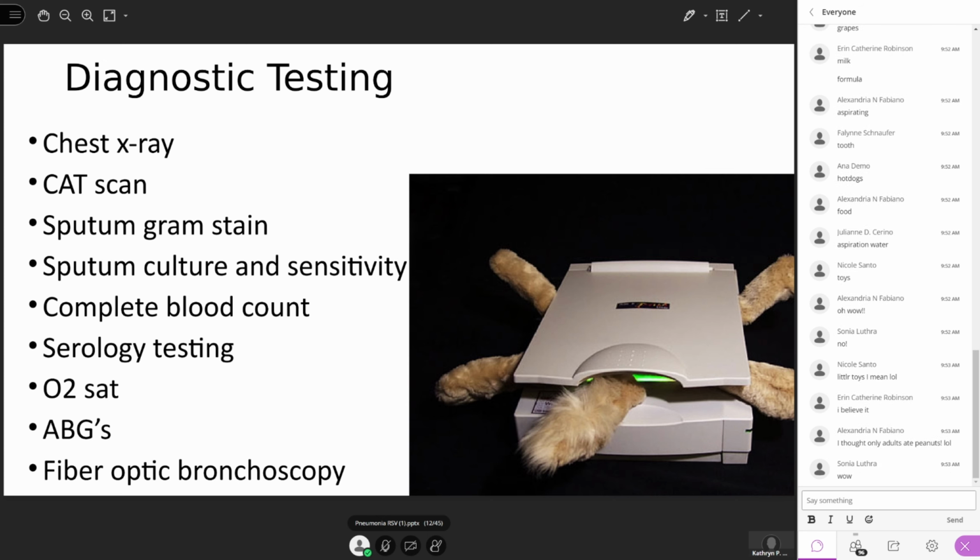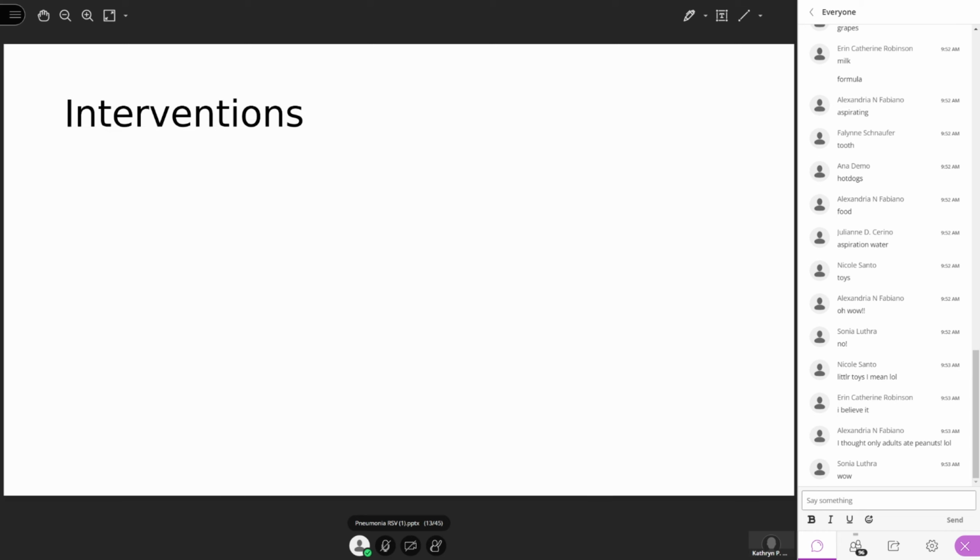Let me see. Okay. Good. Thank you. Okay, so what interventions should we have in place for our patient? We've already talked about some. Well, yes, Alexandra, we should be very careful about giving children peanuts. All right, so what interventions? We talked about some of them. Make me proud.